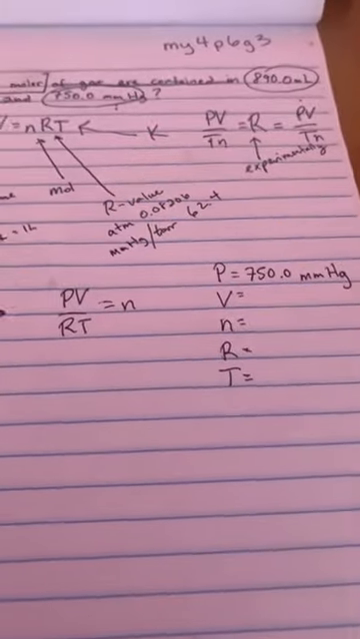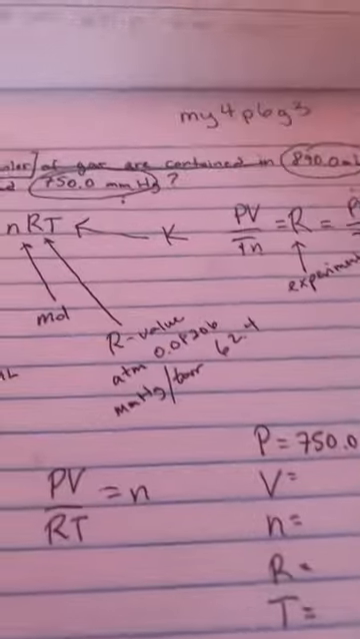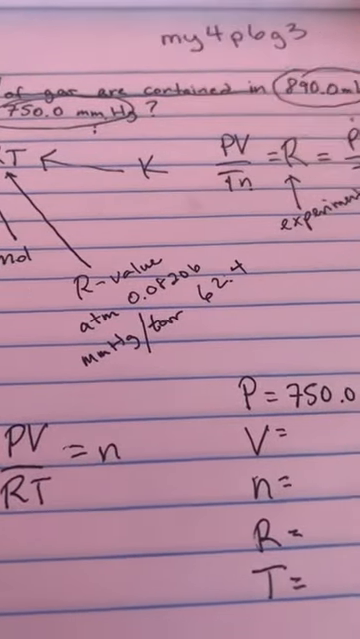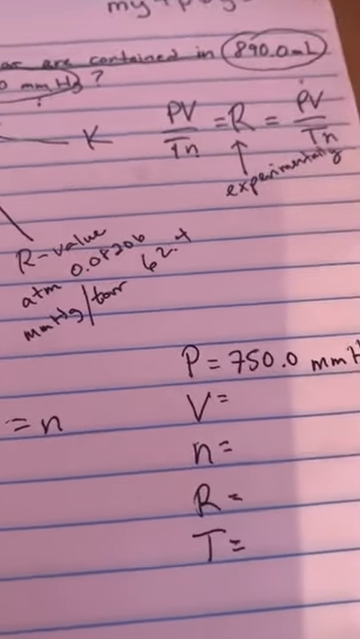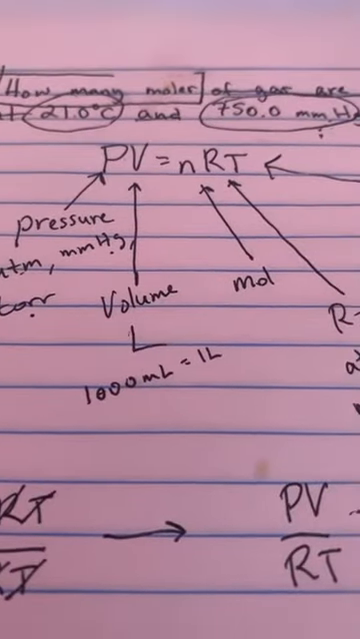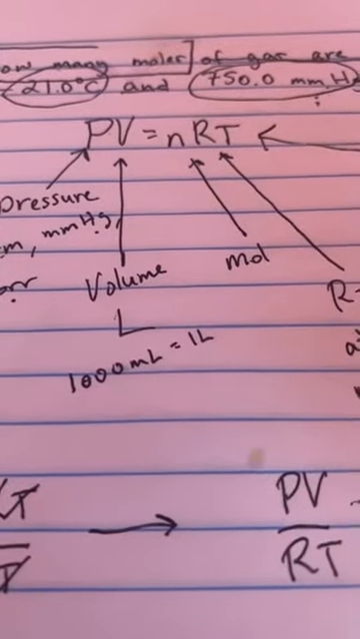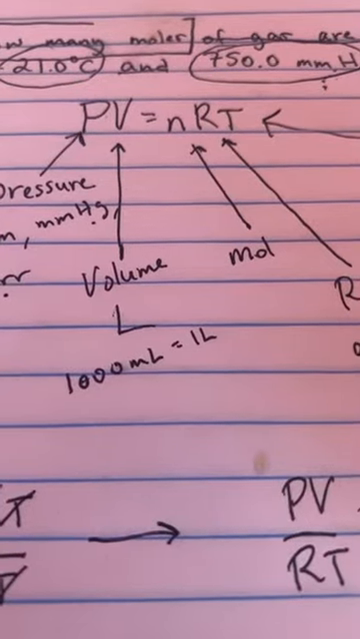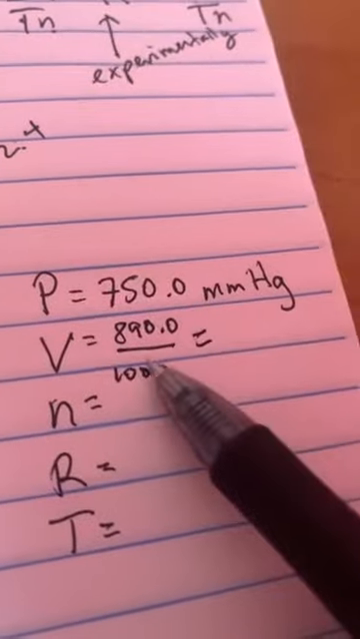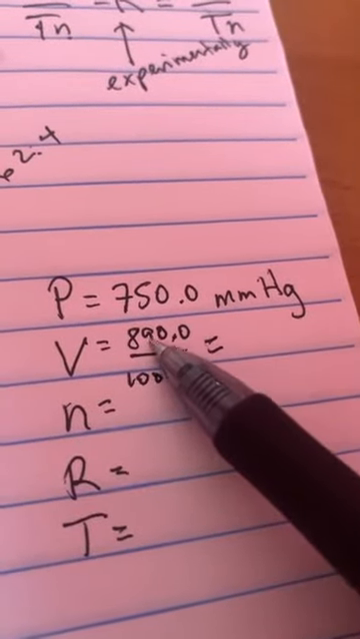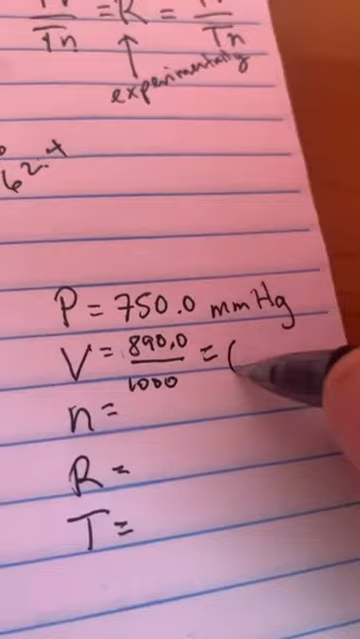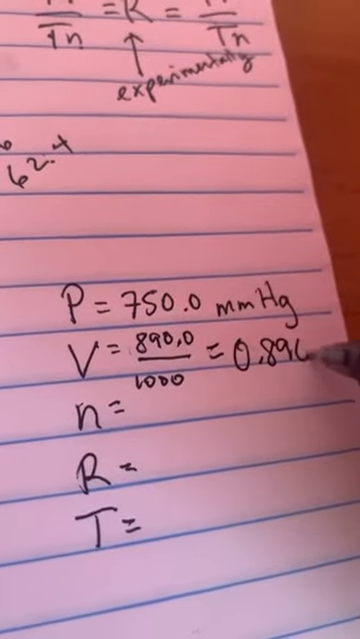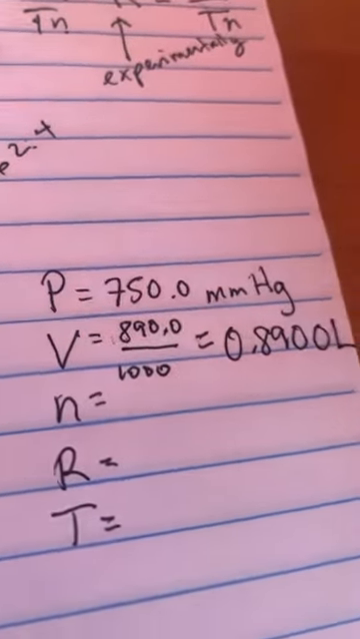Okay. What's our volume? It's in milliliters. So it's 890 milliliters, but it has to be calculated in liters. It can't be calculated in milliliters. So we need to take 890 and divide it by 1,000 because there are 1,000 milliliters in 1 liter. So it'll look like that. The other way you could do this too is you could just move the decimal place over 3 spots. All right, so we're going to get 0.8900 liters.